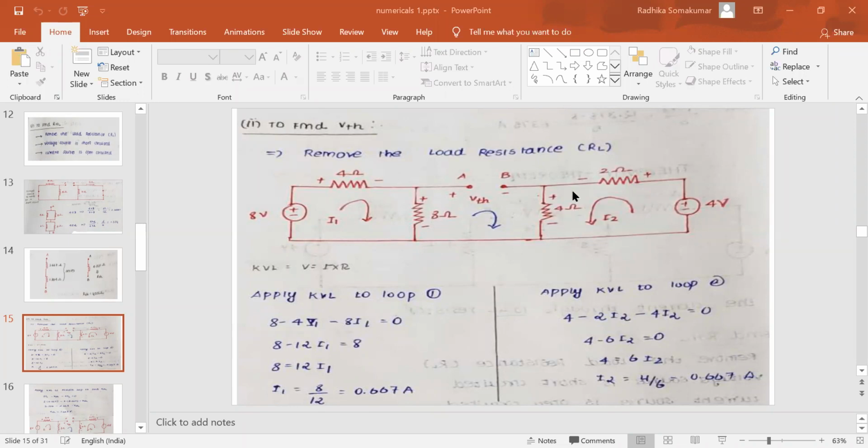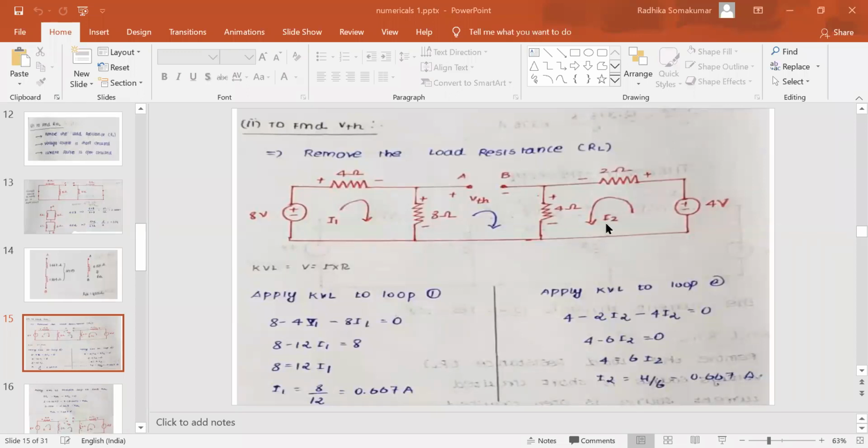I2 is in this direction, correct? So wherever current enters, you have to put positive. Wherever current leaves should be marked as negative. Isn't it? Similarly, it will come plus and minus over here. So the equation will be minus 4I2, minus 2I2, minus 4, is equal to 0. Very good, very good.